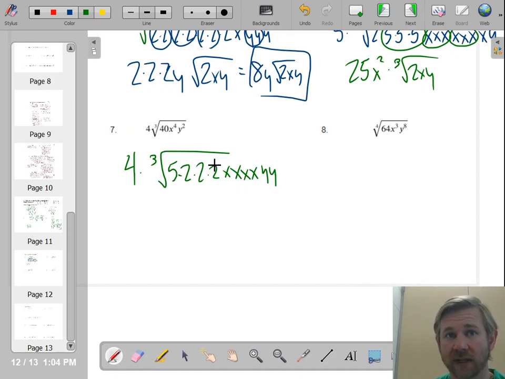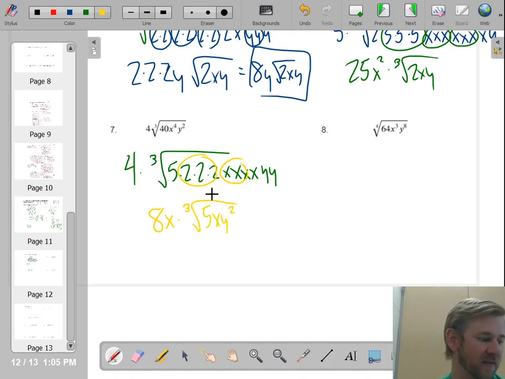Third root, so looking for sets of 3. Set of 3. I'll do it in a different color, make it easy. Set of 3, set of 3. That's it. So 2x is going to make it out. There's already a 4 out there, so now it's 8x times the cube root of, what's left? A 5xy squared.